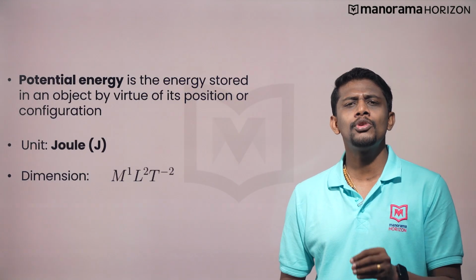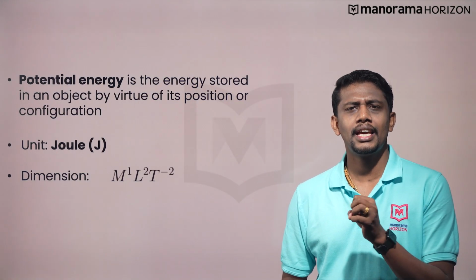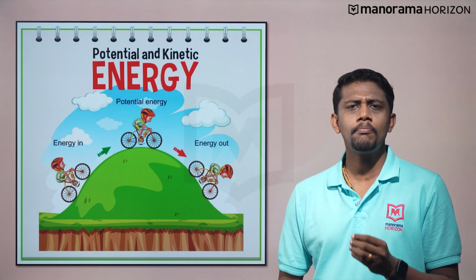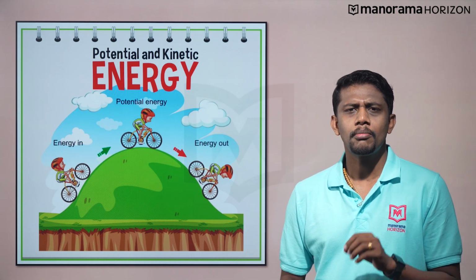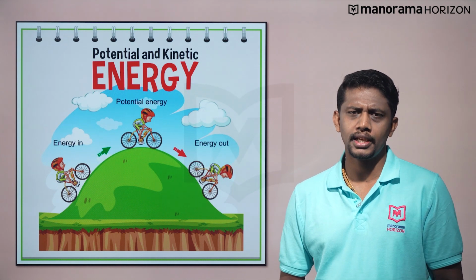So, potential energy can be defined as a stored energy that an object has due to its position or configuration. It has the same unit and dimensions as that of kinetic energy. A body will always try to decrease the stored potential energy by releasing it in the form of kinetic energy.